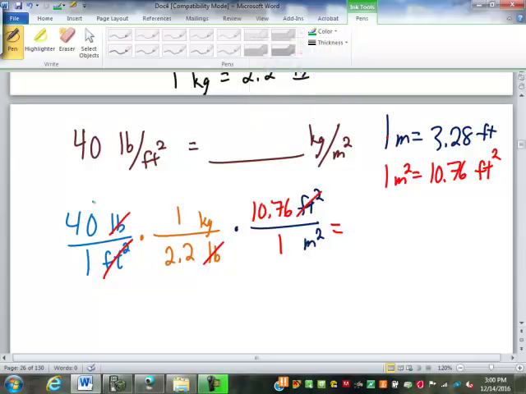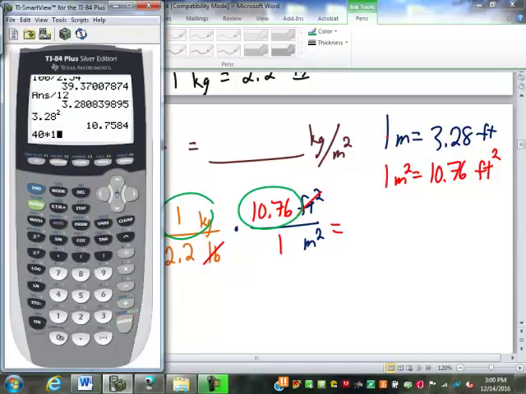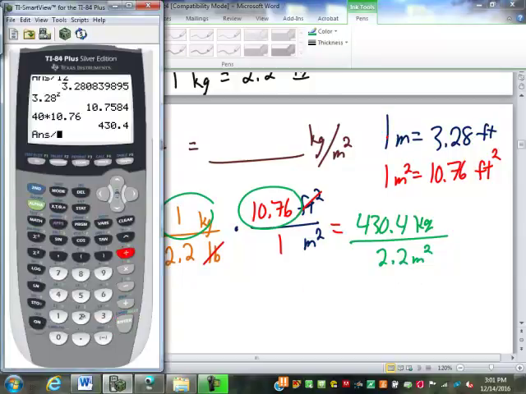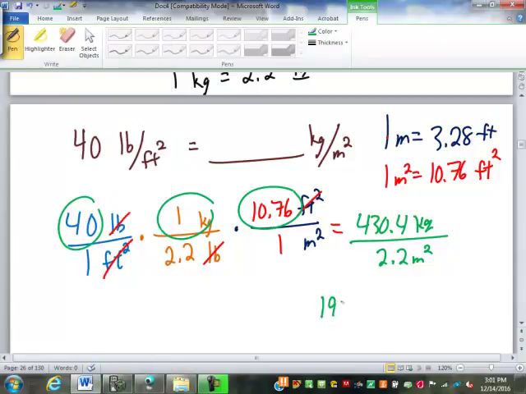So what we have here on top is 40 times 1 kilogram times 10.76, which gives us 430.4 kilograms. On bottom here, we've got 1 times 2.2 times 1 meter squared. That's 2.2 meters squared. So we just have to divide by 2.2 here, giving us 195.64 kilogram per meter squared.